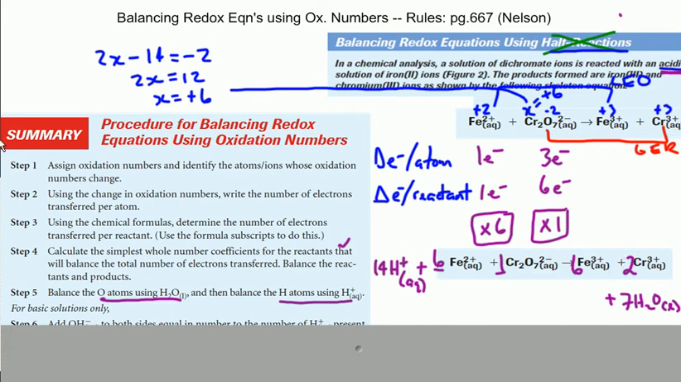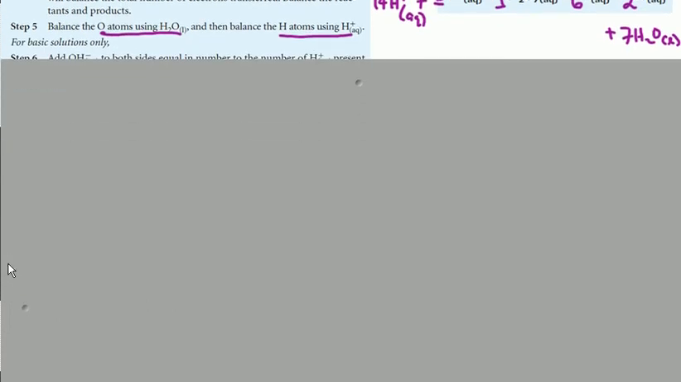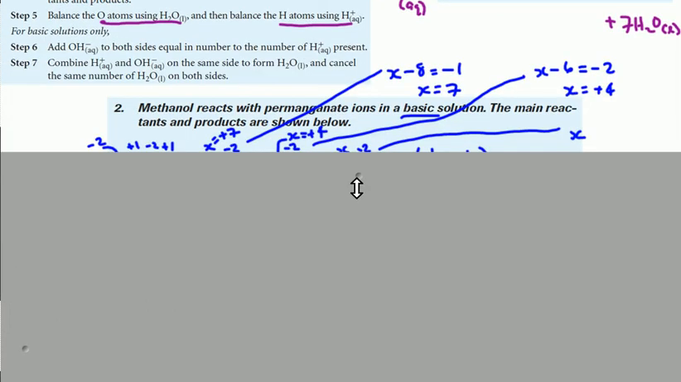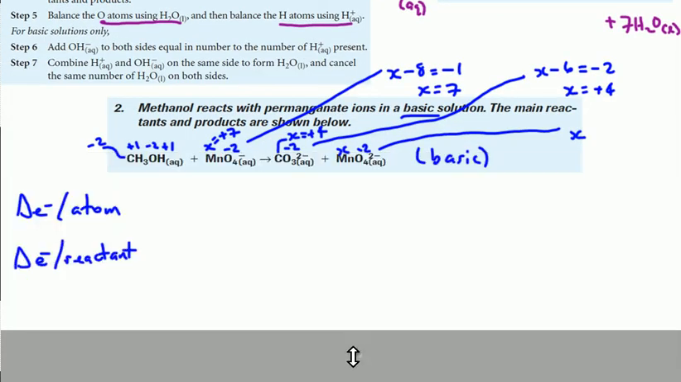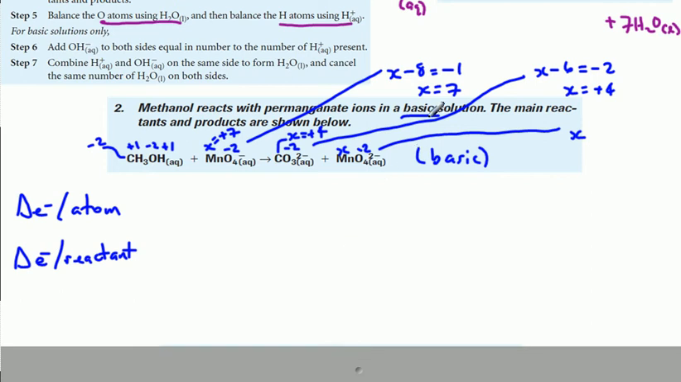So now we're going to balance another equation, and this one is one that occurs in basic medium. So this is why I've copied the question, because it says basic. So this is important because we're going to have to do these extra steps here. So I figured out all the oxidation numbers there already to save time. But let's figure out where the oxidation is and where the reduction is.